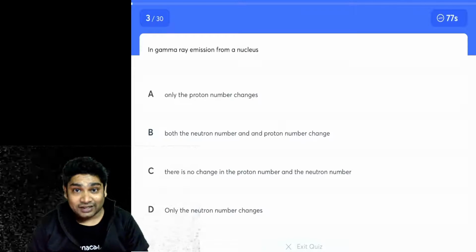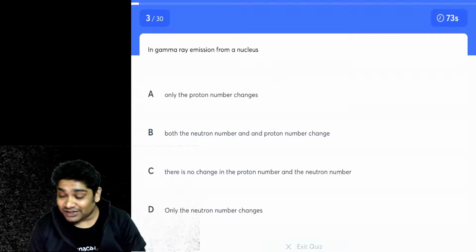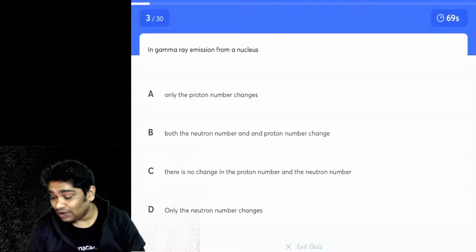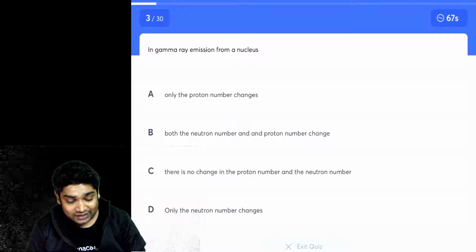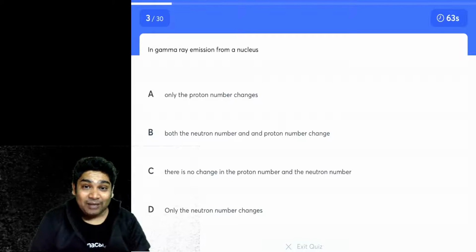Let's move on to the third question then. In a gamma ray emission from a nucleus, does only the proton number change, do both neutron number and proton number change, is there no change in the proton number and the neutron number, or does only the neutron number change? What happens in a gamma ray emission?